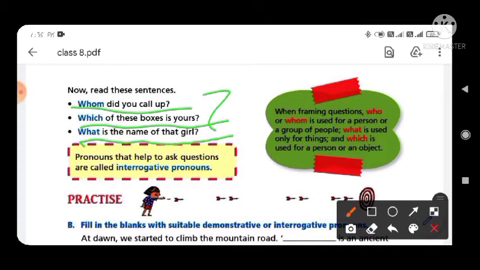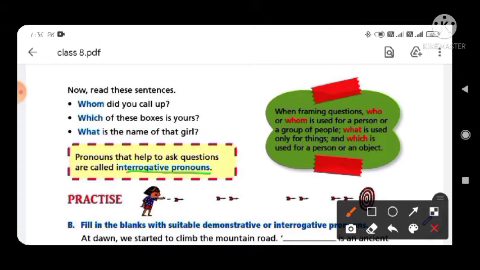All these sentences ask a question, and in these sentences the words used to ask the question are whom, which, what, etc. These types of words are interrogative words, and when these words are used in a sentence to ask a question, they are interrogative pronouns. And how can we identify the interrogative pronoun? So first, think about that.